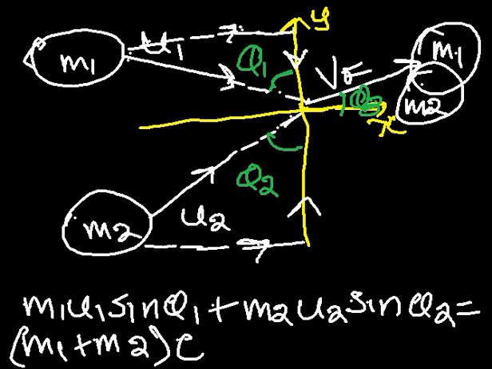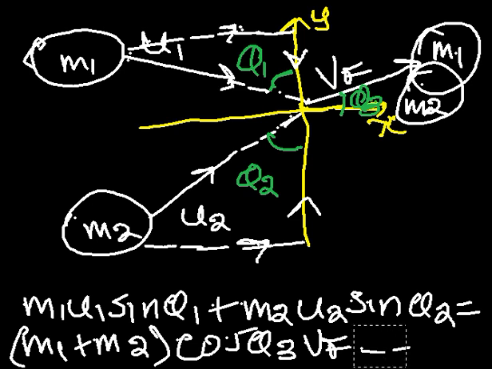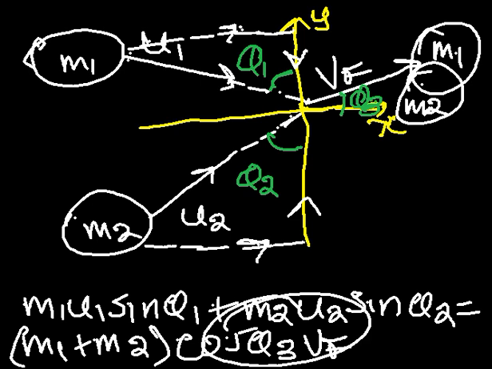Should be cos theta 3, and that is times VF. So this will be the formula to be used for the conservation of momentum along x. Let's say this is equation 1. Basically you can solve for whatever we have been told to, based on the given parameters. But this will be the analysis in terms of the formula.